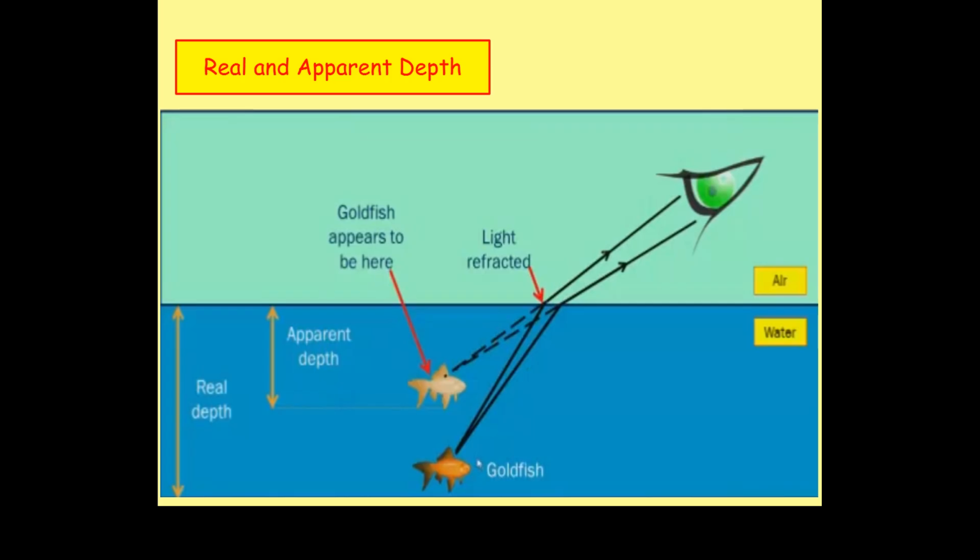So if the incident rays are passing towards the eye at the plane separating two mediums, there is a refracted ray, and if you extend this refracted ray behind, this gives us the point of intersection of two refracted rays, and here is the image we find. The distance between the object and the surface level is the real depth, and between the image and the surface level is the apparent depth.